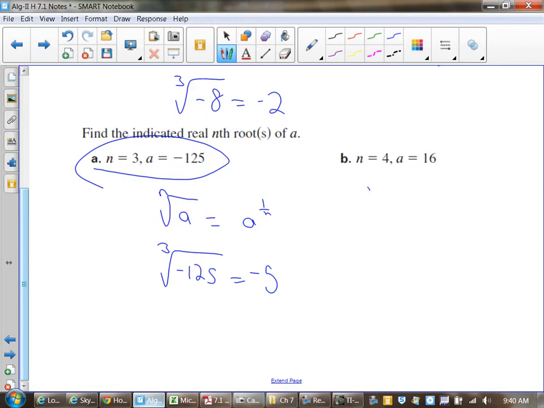Fourth root of 16. Plus or minus 2. Remember, because it's a fourth root, so it's an odd, or excuse me, it's an even value.